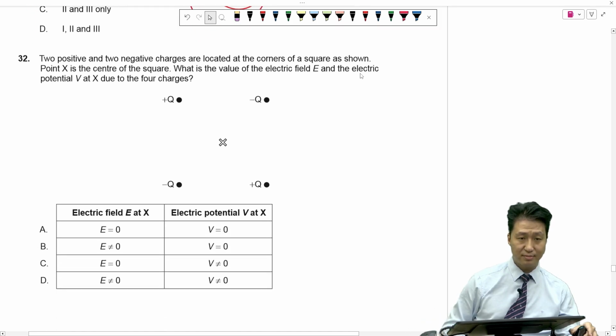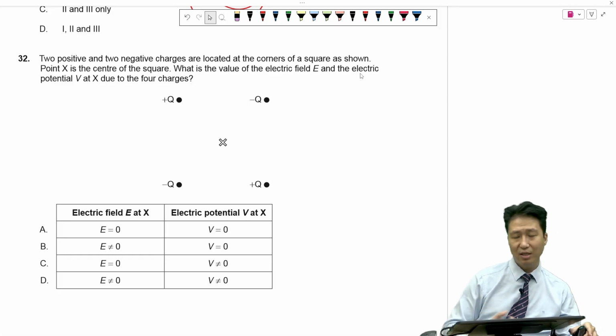Number 32. 2 positive and 2 negative charges are located at the coordinates of a square as shown. Point X is the center of the square. That means they're all the same distance. What is the value of the electric field E and the electric potential V at the center X due to the 4 charges?